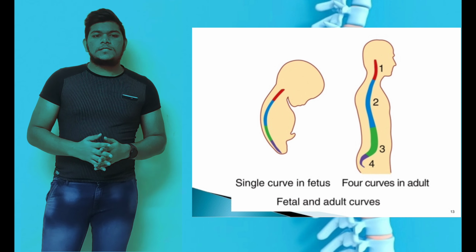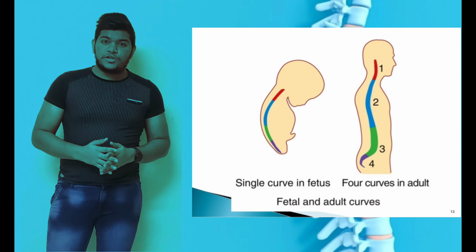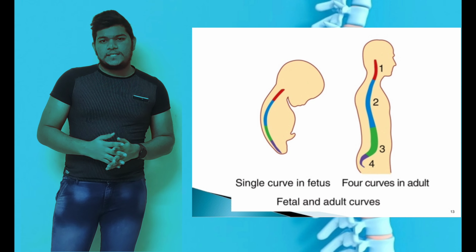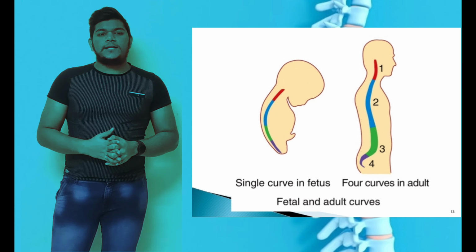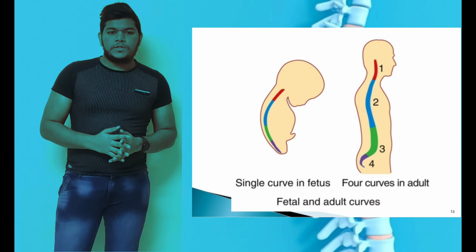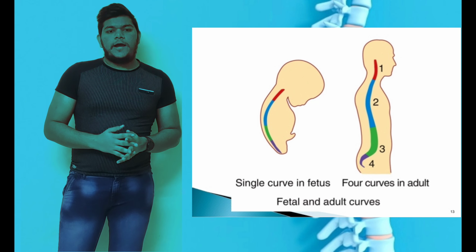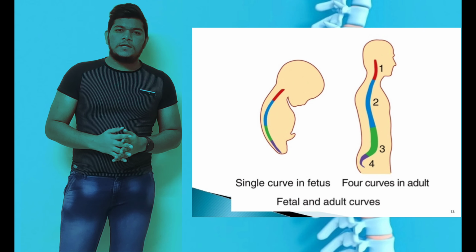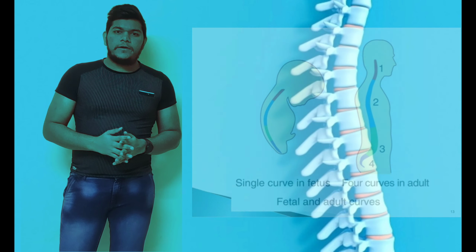In the adult, the spinal curvature is an S-shaped curve. It has 4 curves: cervical, thoracic, lumbar and sacral curves. Secondary curvature develops after birth. Cervical and lumbar curves are convex, thoracic and sacral curves are concave.